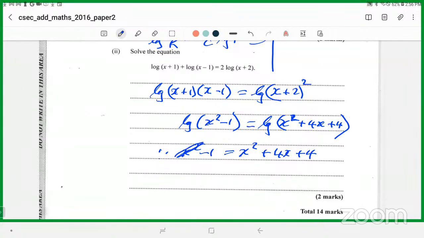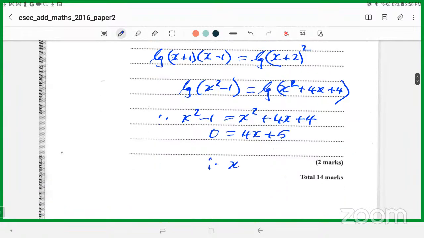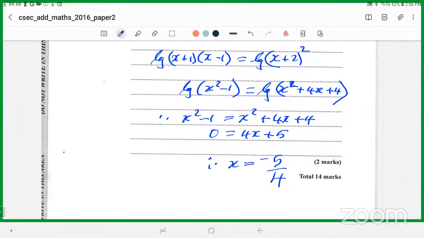So the x squared terms cancel each other. And so I can transpose the 1 over there and add it to that and get 0 equals 4x plus 5. Therefore, x equals minus 5 over 4. That is it.